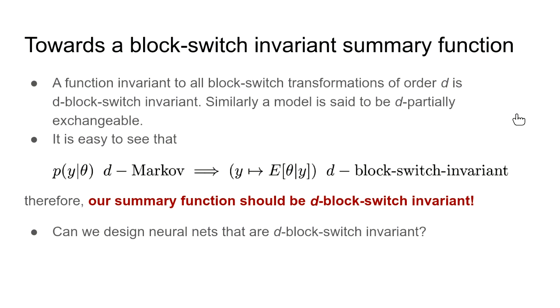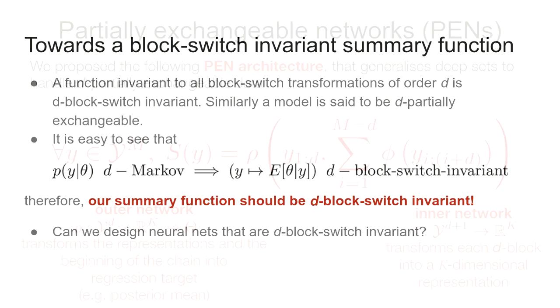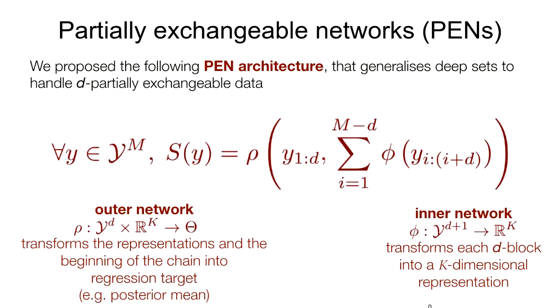And that's what we did in the paper. That's what we call partially exchangeable networks, so PENs. So here is the PEN architecture. It's quite similar to the deep sets idea. We have again two networks, one inner phi and one outer rho. But it's a bit different. The inner network, phi, will take as input not the observations, but the blocks. So each block of size d plus one, not d, will be transformed into a low dimensional representation in R^K. And we will do that for all blocks and then sum.